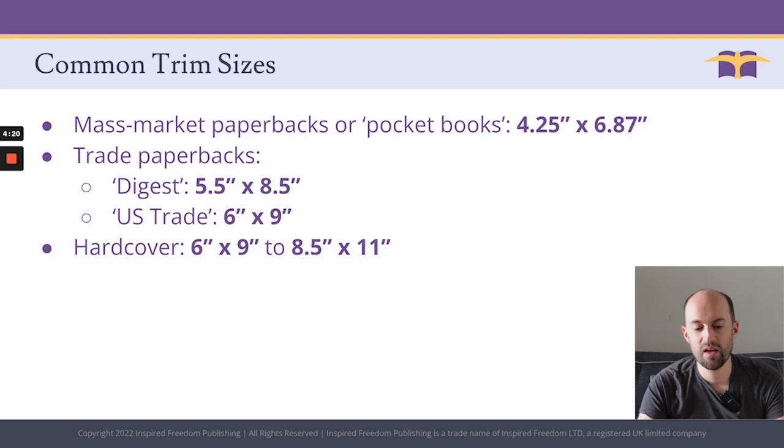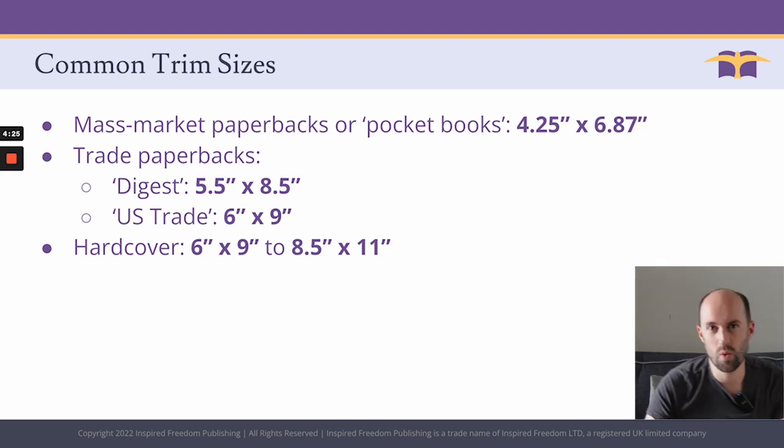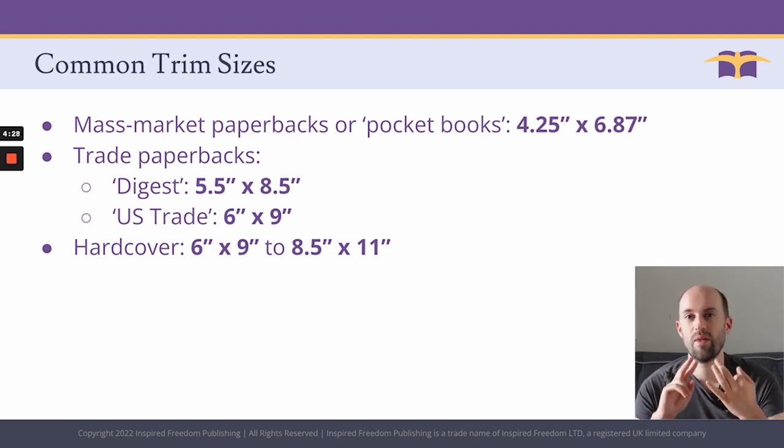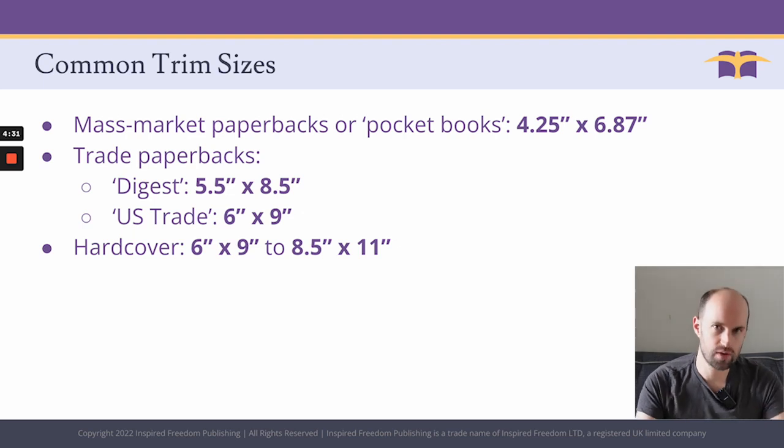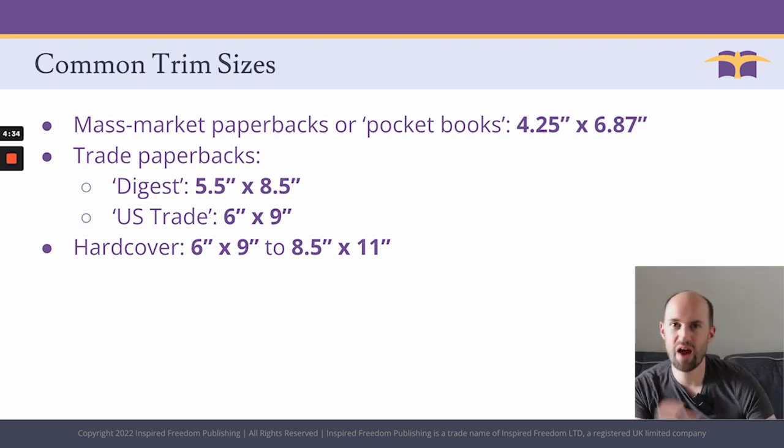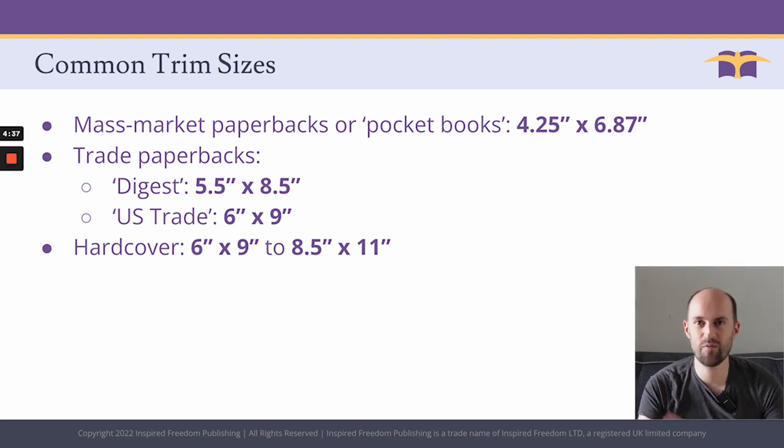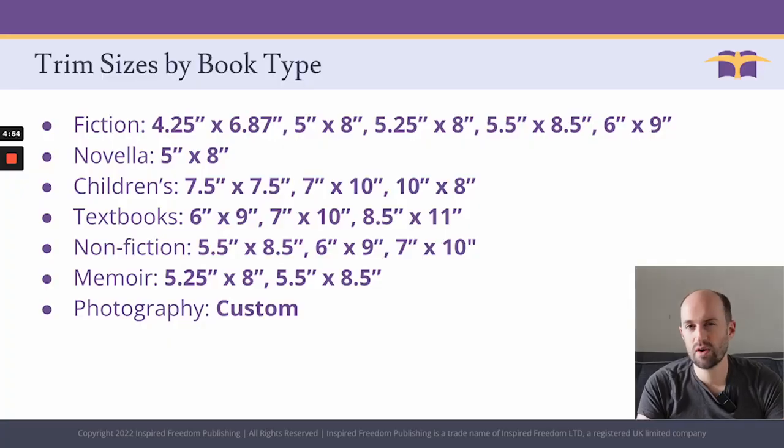Generally speaking, a lot of authors like it slightly smaller, so they go with the digest size. Otherwise, go with the 6 by 9, which is slightly larger. And number three is hardcover. Hardcover generally varies in size between 6 by 9 and 8.5 by 11, so it really depends on the author preference. So those are common trim sizes. There are a lot of others available on different platforms, but these are the ones that are more standard across the industry. So let's learn about some of the trim sizes that are specific to different types of books.